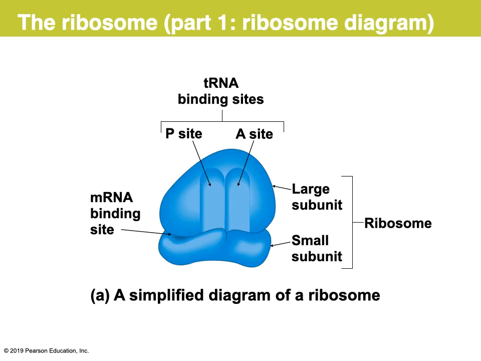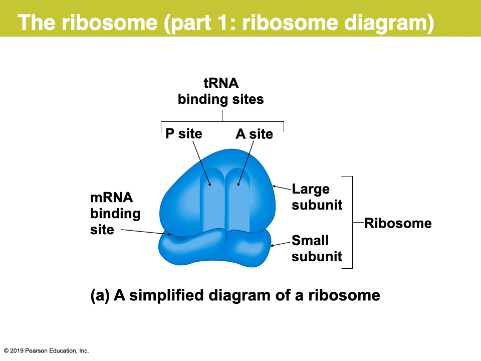So let me zoom in a little bit further. So again, we have these subunits. If you're using the kits at home, the puzzle kits at home, this is what that large piece of paper is representing. So you'll see these P sites, A sites, etc.